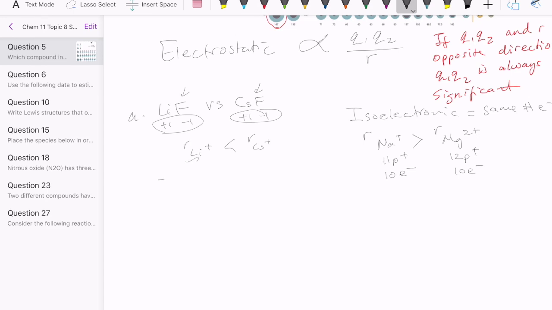Smaller means a stronger interaction because r here is inversely proportional to your lattice energy. So I would say in this case, the lattice energy of LiF is stronger than the lattice energy of CsF. Okay. Now, keep in mind that stronger means more negative, right? Because why is lattice energy a negative number? Because Q1 in this case is a positive value because it's a cation. Q2 is a negative value because it's an anion. So when you multiply positive and negative, you get a negative number.